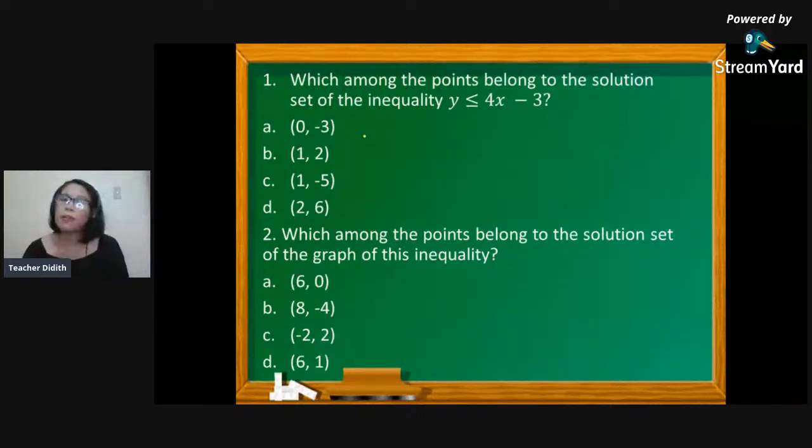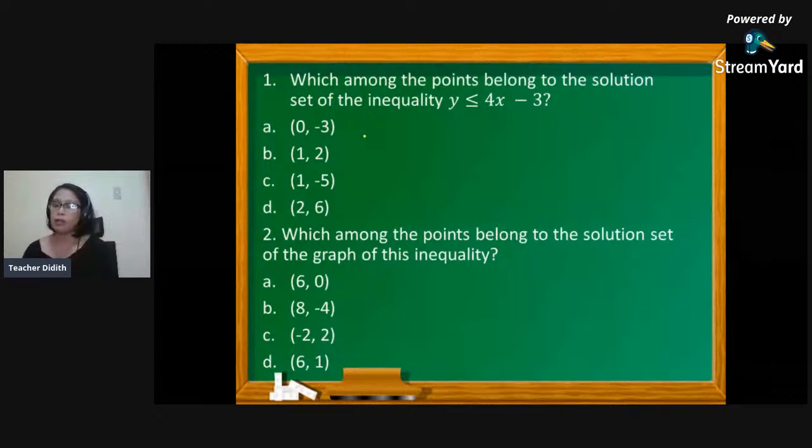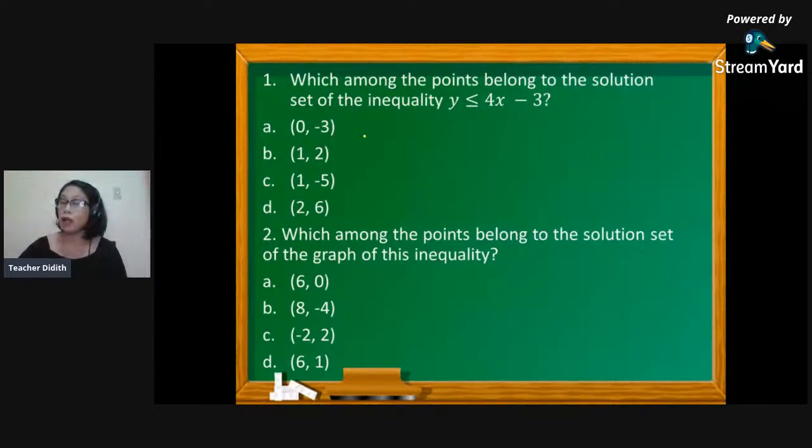Which among the points belong to the solution set of the inequality y is less than 4x minus 3? Now, we know, grade 8, that the solution for an inequality is a set. What we're going to do is find out which among the choices here is one of the solutions of this inequality. Basically, we will just substitute each ordered pair to the x and y respectively of the inequality.